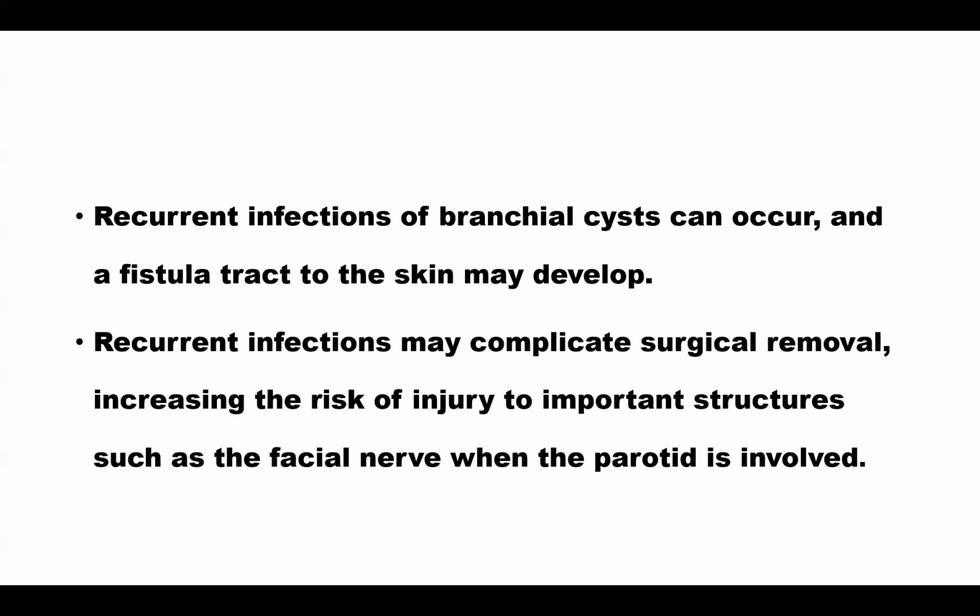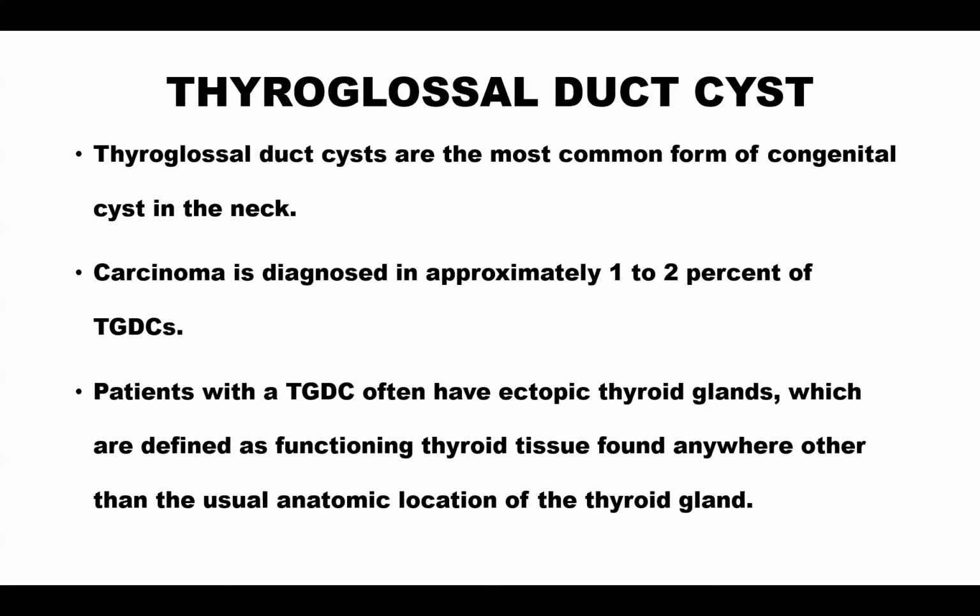Now, another very common benign lesion we should not forget to discuss is thyroglossal duct cysts. Thyroglossal duct cysts are the most common form of congenital cyst in the neck. However, carcinoma has been diagnosed in approximately 1 or 2%, but is very rare. Patients with thyroglossal duct cysts often have ectopic thyroid glands, which are defined as functioning thyroid tissue found anywhere other than the usual anatomical location of the thyroid gland.